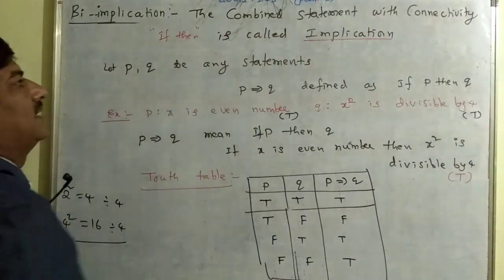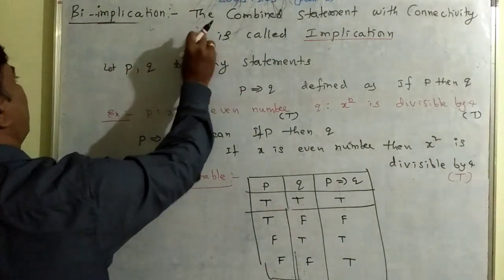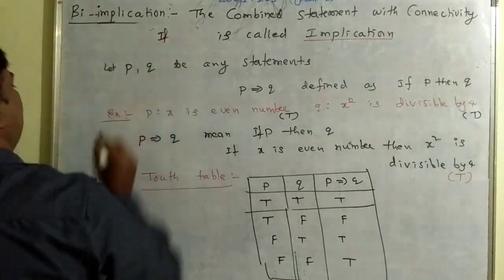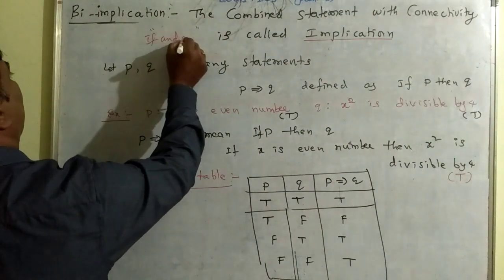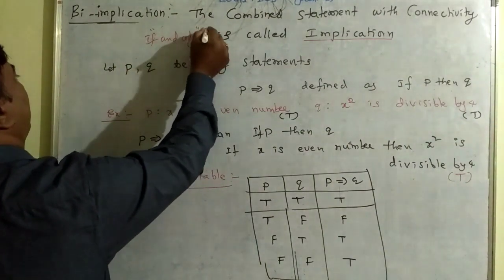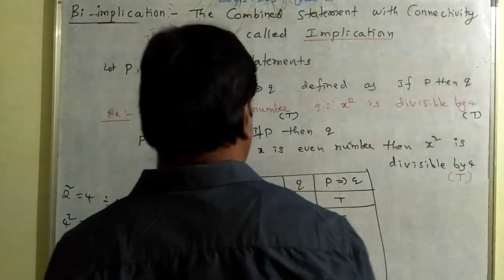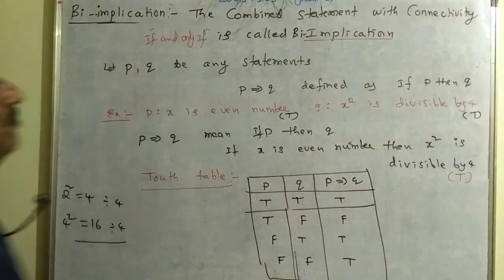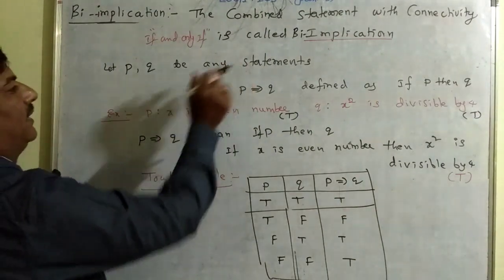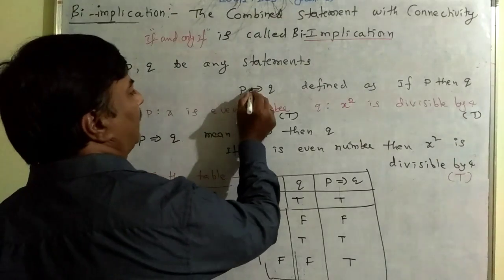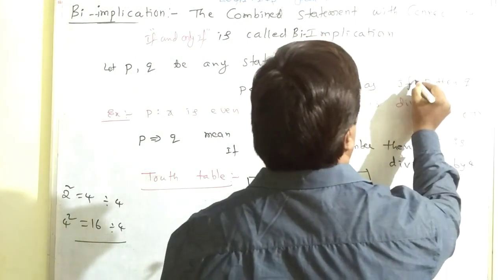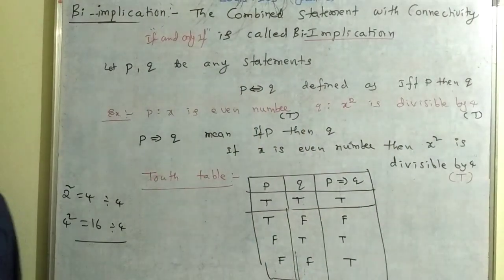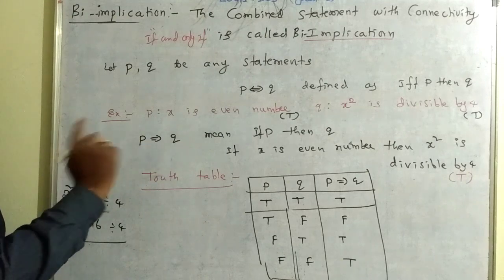Now the combined statement in which two statements are connected by the connective if and only if is called biimplication. P and Q are any two statements. The biimplication symbol is a two-sided arrow, and it is defined as: P if and only if Q. This works from LHS to RHS and RHS to LHS.